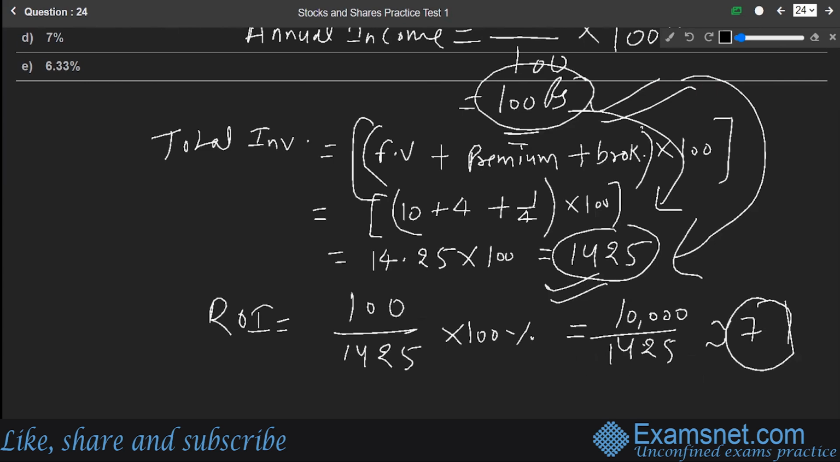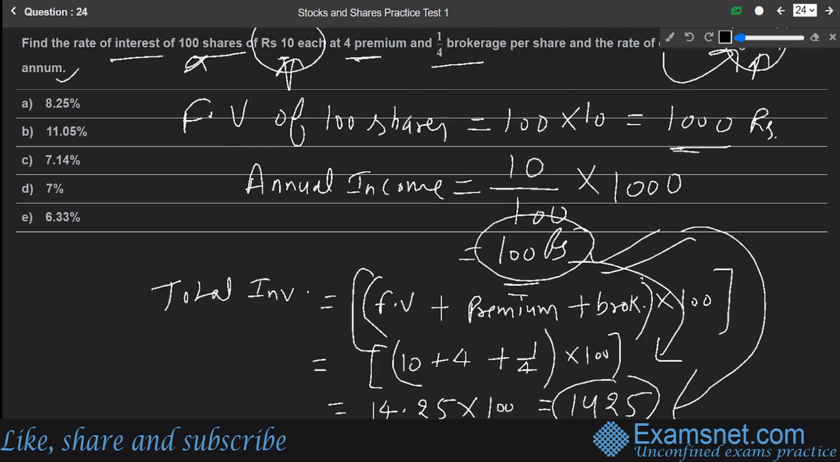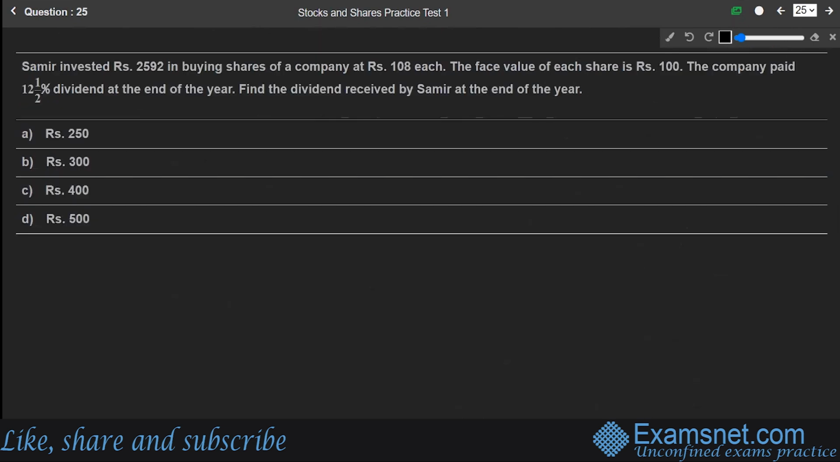Just very much close to 7 it is coming. So let us find out which is the value which is closest to the 7. So we can easily write down the answer becomes option number D, which is 7%. Okay, so that is the right answer, option number D.